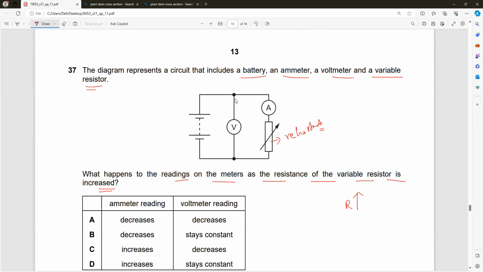The readings they are asking. Ammeter and voltmeter. Voltmeter reading, what will happen? Supplied voltage remains the same. Voltage never cancels. Voltage remains constant. But resistance increases. What will happen to current? Decreases. Current decreases.